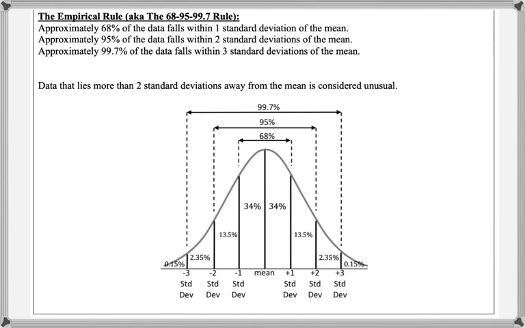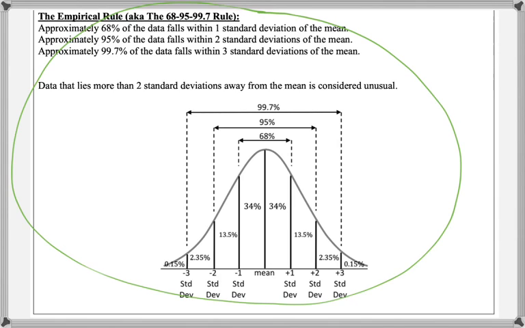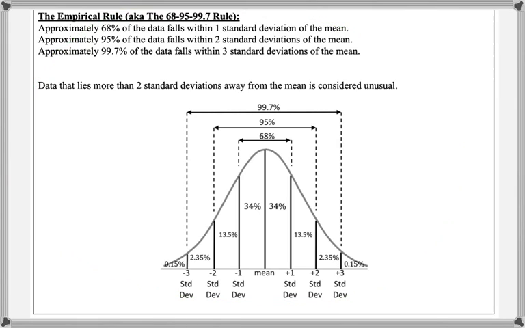And this is the empirical rule which we already worked with. So approximately 68% of the data falls within 1 standard deviation of the mean, 95% of the data falls within 2 standard deviations of the mean, and 99.7% of the data falls within 3 standard deviations of the mean. And data that lies more than 2 standard deviations away from the mean is considered unusual.